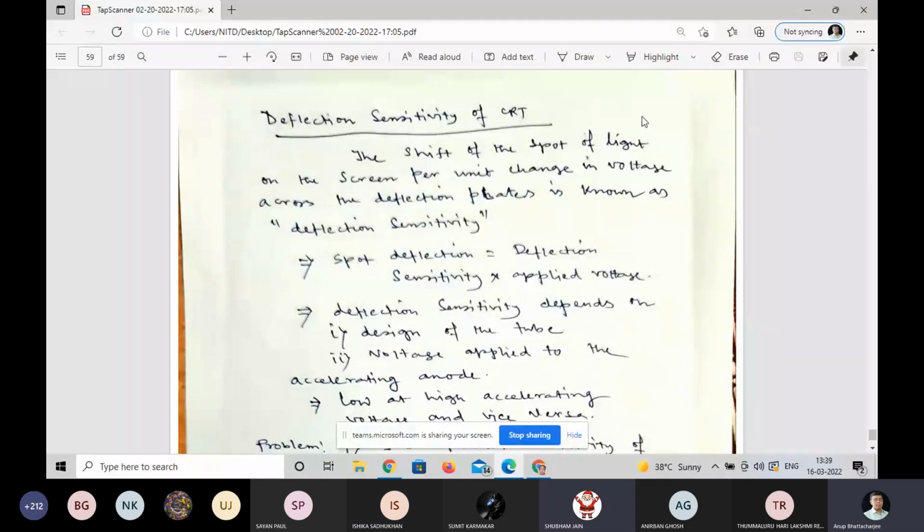Which is the heart of the CRO? How many plates are there? Horizontal deflection plates, vertical deflection plates. What are the functions of these? Okay, you have got it. So if you know, what are the major subsystems of a CRO? This is written here, already I have mentioned. Okay, so this will serve your purpose.